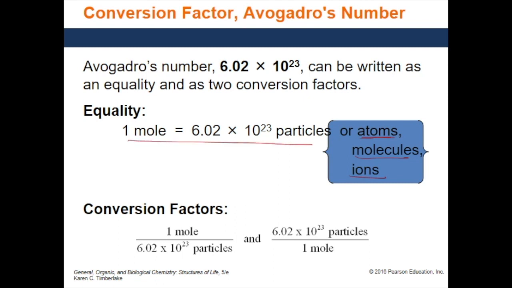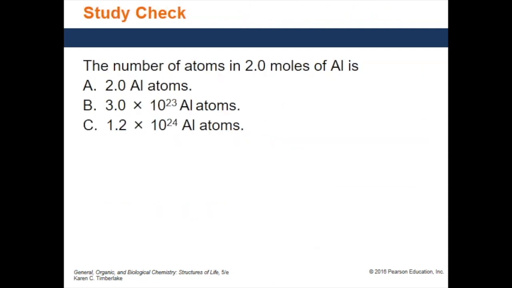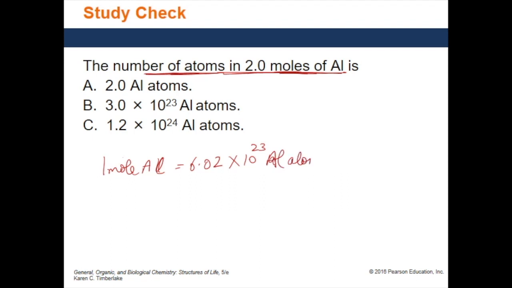This can be used as a conversion factor as well. For instance, the question is asking how many atoms are present in 2 moles of aluminum. So when we say 2 moles of aluminum, the conversion factor to go between moles and number of atoms is 1 mole of aluminum is 6.02 times 10 raised to power 23 aluminum atoms. So this is our conversion factor.